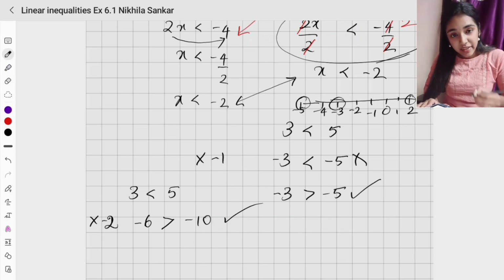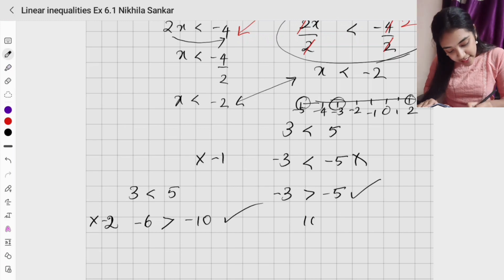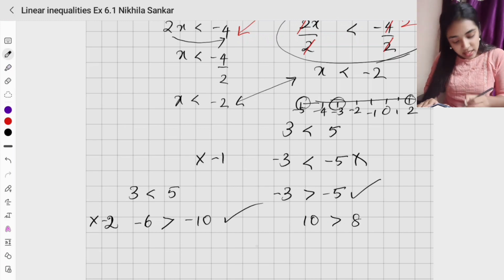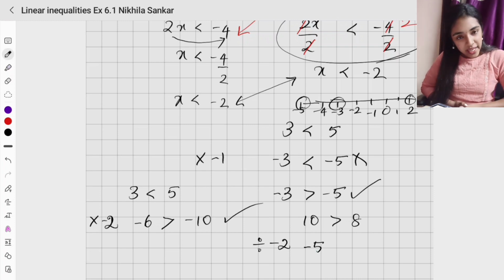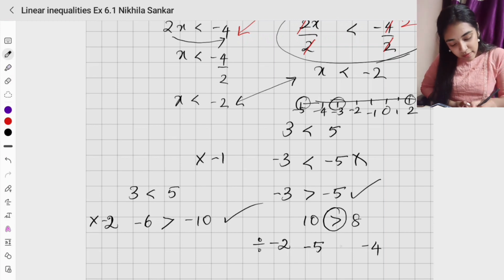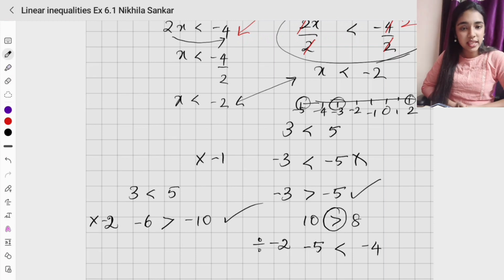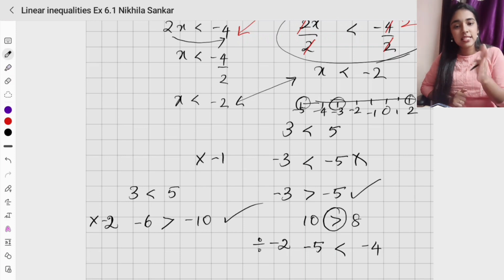What happens when I divide by negative numbers? For example, 10 is greater than 8. I'm going to divide both the inequalities by minus 2. Now what is 10 divided by minus 2? Minus 5. 8 divided by minus 2 is going to be minus 4. But my greater than symbol will become less than symbol. Okay, the inequality changes its symbol. Greater than becomes less than, less than becomes greater than, vice versa.